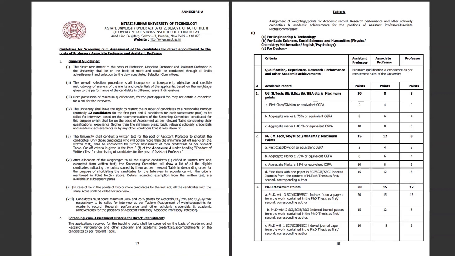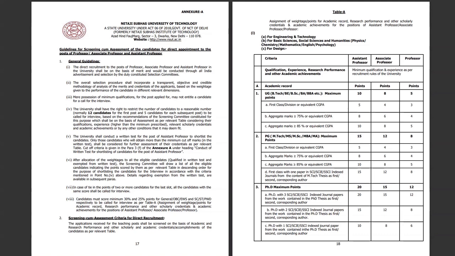For BTech, they will give a maximum of 10 points. For assistant professor, they will give 10 points, for associate 8 points, and for professor 5 points. If you have first class or equivalent CGPA, you will get 5 points. If your marks are more than 75%, you will get 8 points, and if more than 85%, you will get 10 marks.